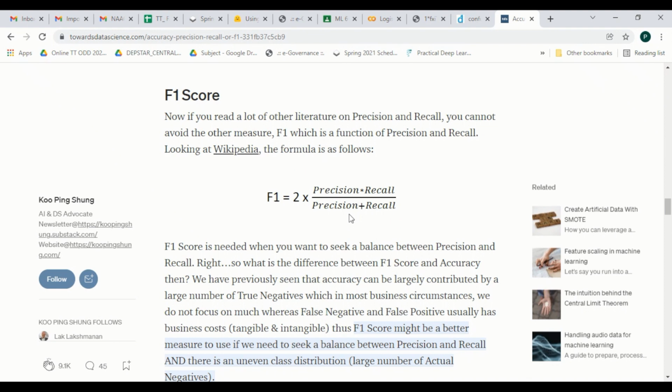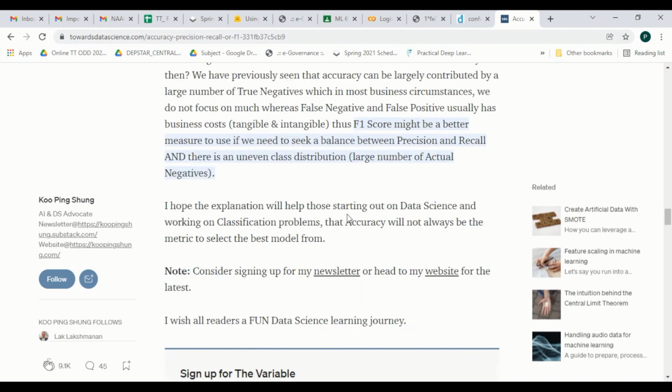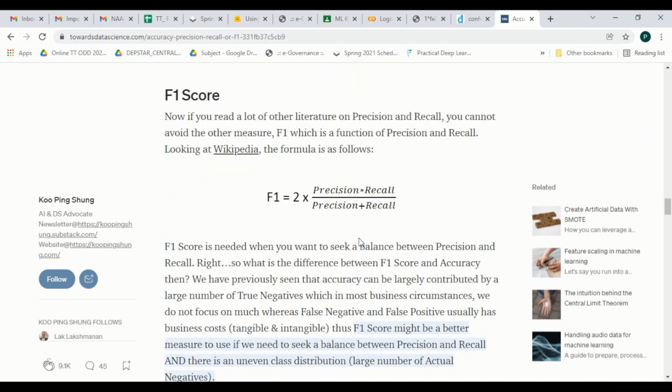So the F1 score is that one single measure of performance, which involves both precision and recall. Therefore, using only this single measure of performance, we can understand whether our model is good or not. The F1 score is going to be between 0 and 1, and the higher the F1 score, the better our model is.